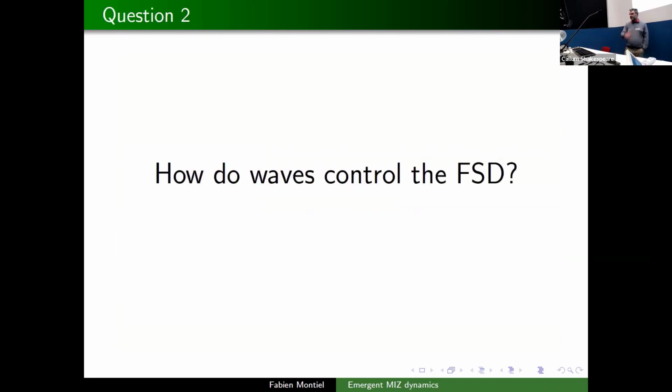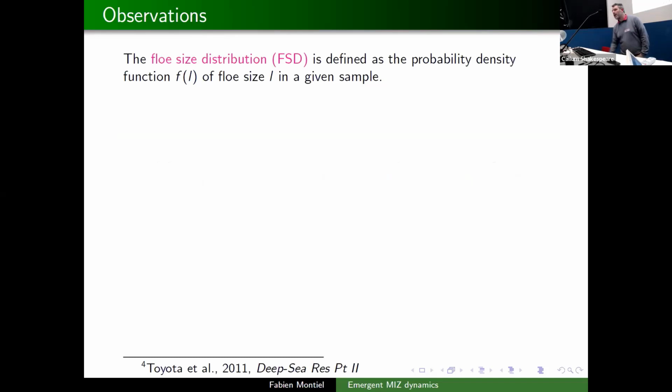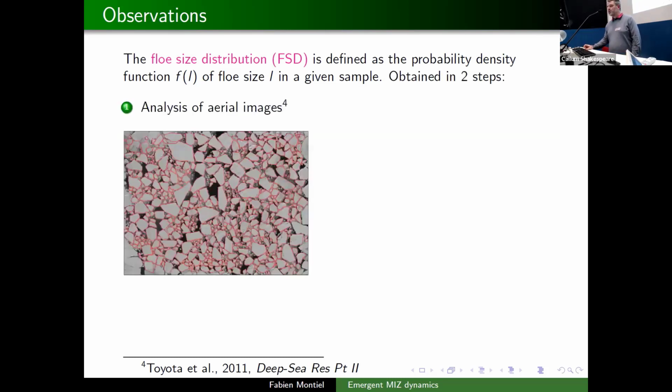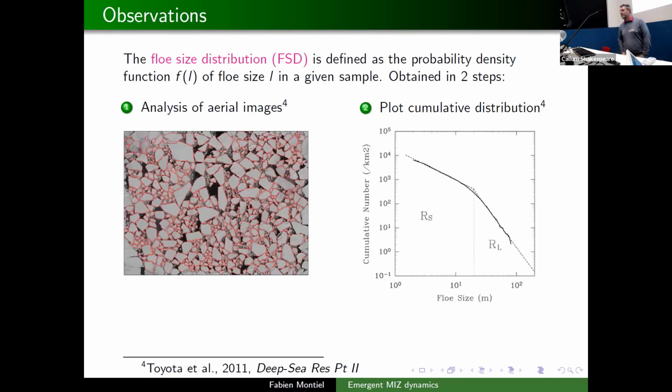And talking about floe size, let me now quickly address the second question I mentioned at the start: how do waves control the floe size distributions? Let me first briefly talk about what the floe size distribution, or FSD, is. It is simply defined as the probability density function of the floe size L in a given sample. It is usually obtained by analyzing aerial images of the ice cover, and then identifying each individual ice floe and measuring a corresponding size for them. There are different ways of doing that, but you can then plot the corresponding distribution of sizes.